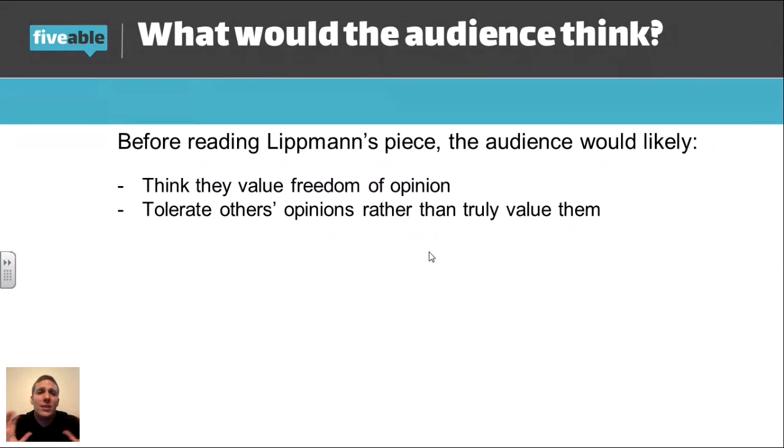So again, they don't see this as a problem. They actually think, no, we're great. We tolerate others. We're very tolerable. He's pushing them to say tolerance is not enough.